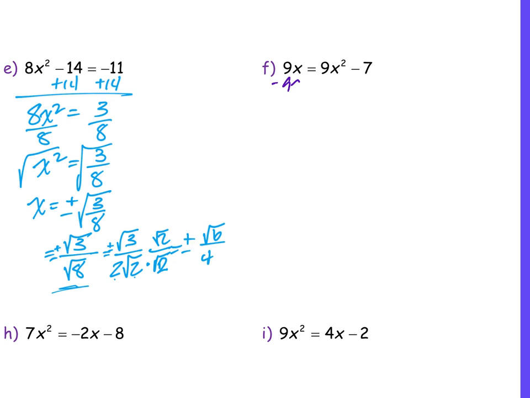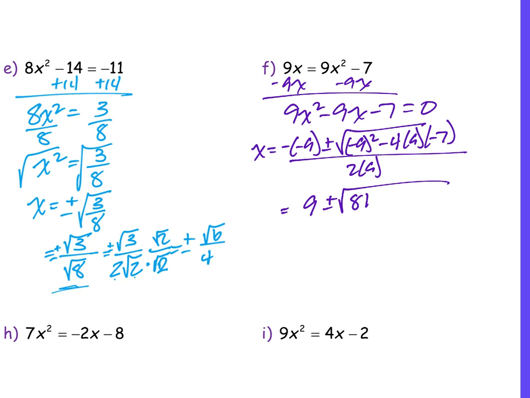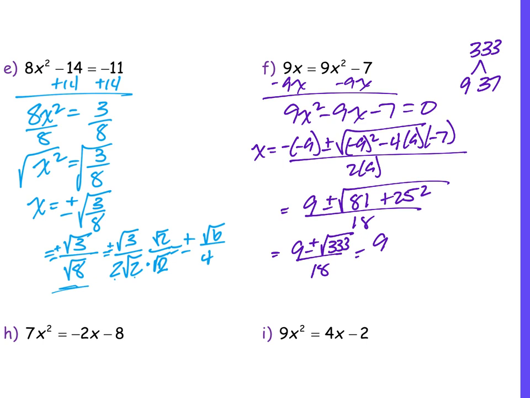So, minus 9x. There's no way I can combine 9 and negative 7 and get negative 9. I can't factor that one either. So x equals minus a negative 9 plus or minus the square root of negative 9 squared minus 4 times 9 times negative 7, all divided by 2 times 9, which is 9 plus or minus the square root of 81 plus 252 divided by 18, which is 9 plus or minus the square root of 333 divided by 18. Guess what goes into 333? 9 does, and it goes in there 37 times. So 9 plus or minus 3 square root 37 divided by 18.